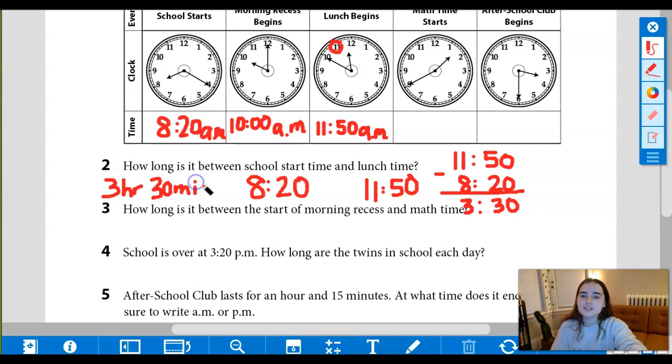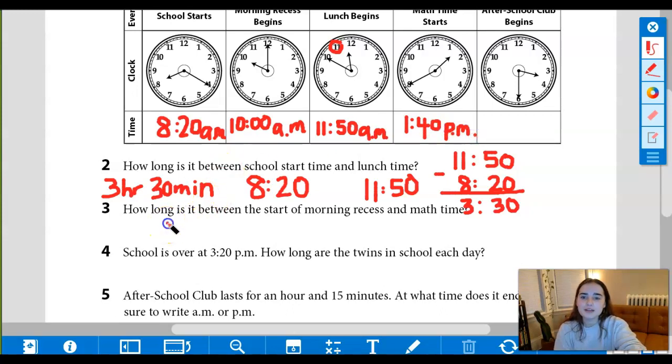Number 3, let's try this one using a number line. How long is it between the start of morning recess and math time? Well, if you figured out the math time, we see that the small hand is in between the 1 and the 2, but the 1 came first. So it is 1:40. We know it's past noon, so now it is PM.